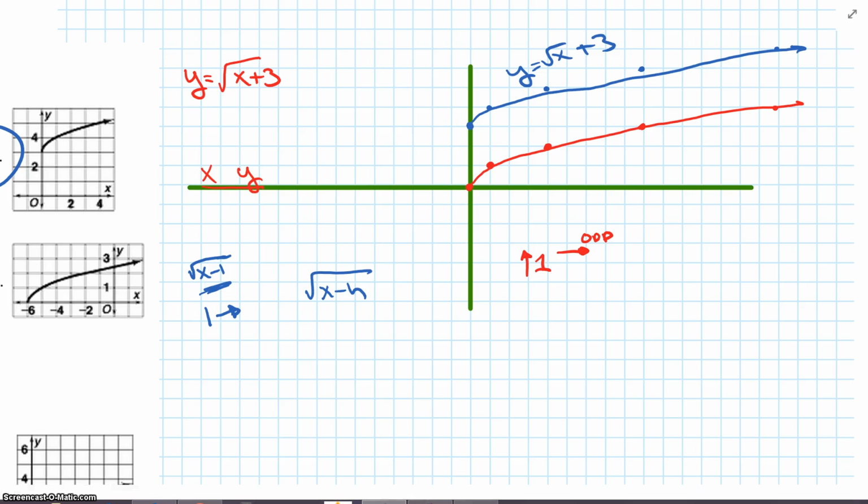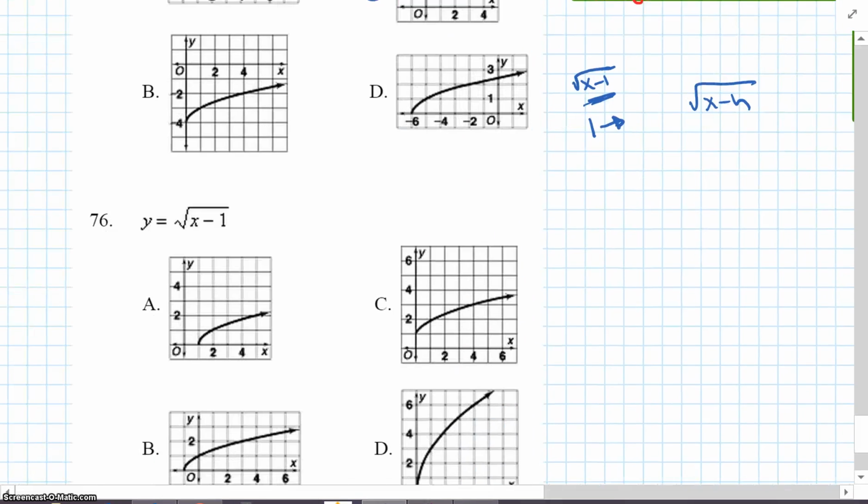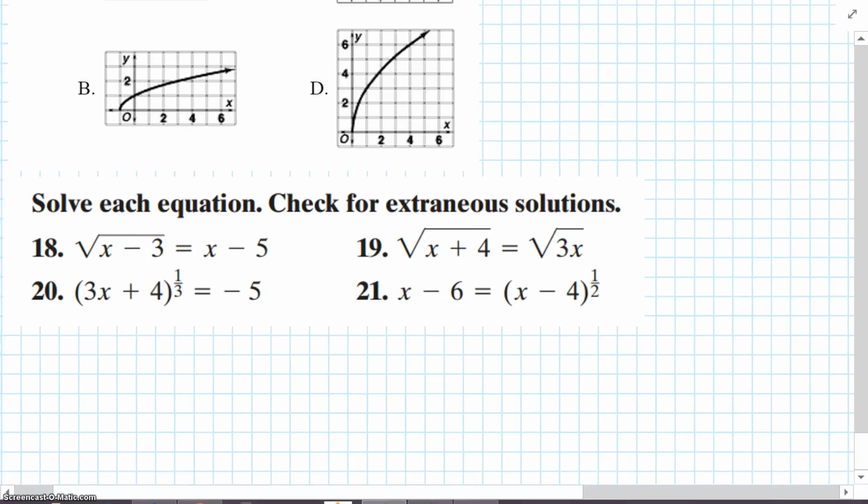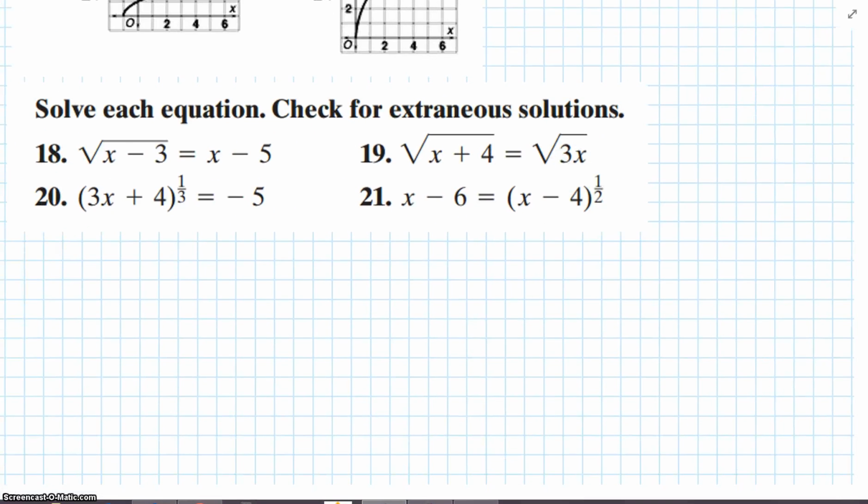So we're going to do this one in orange. Off our parent function, we're going to move everything to the right one. You could plot points where you remember you go up 1 over 1, up 1 over 3, up 1 over 5, up 1 over 7, and then you can graph it. There we go. So that is y equals the square root of x minus 1. Again, we're 1 unit to the right. Answer's A.